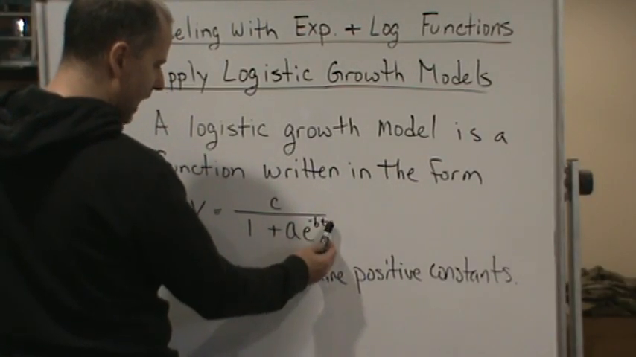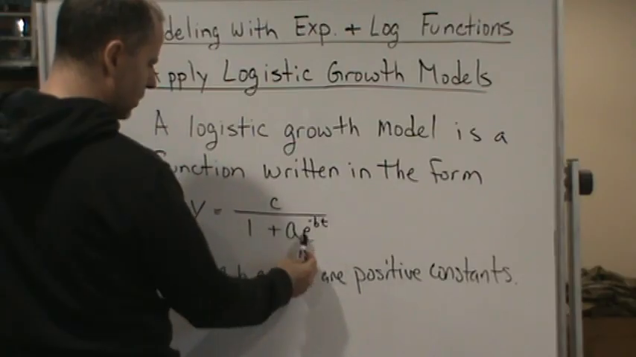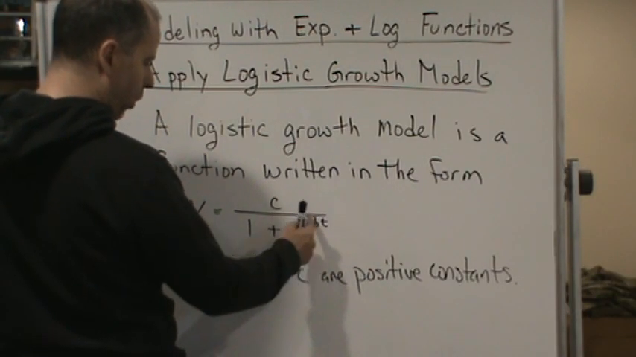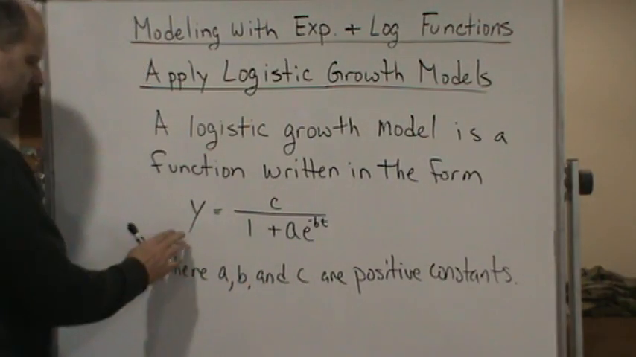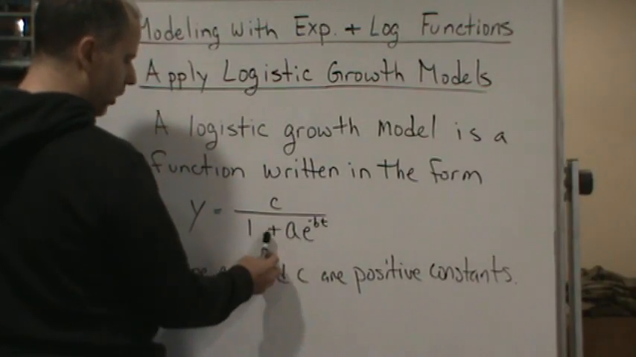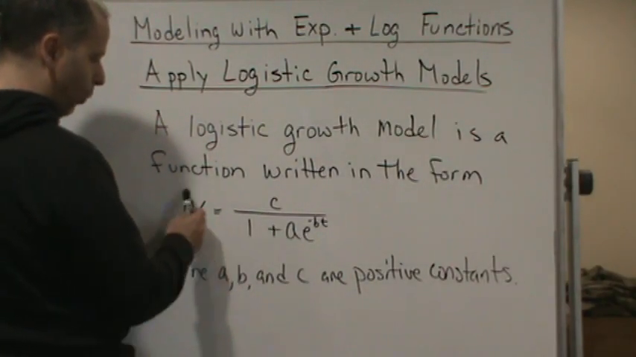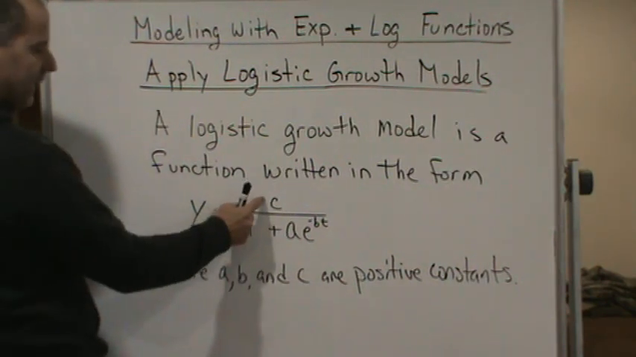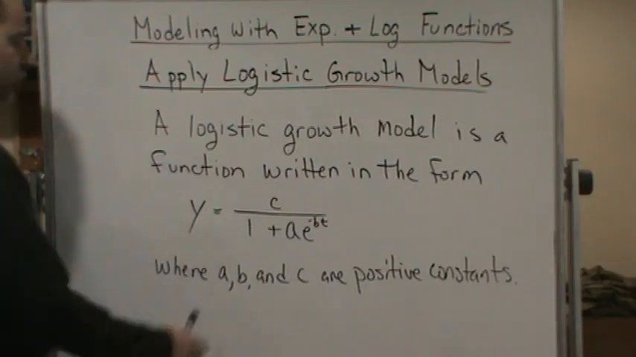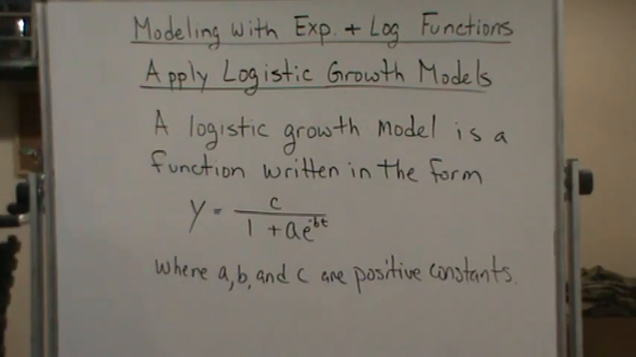Where's this going? As time goes on, this is getting smaller and smaller and smaller, which is going towards what? 0. So what's happening to the population size y? Well, as this goes towards 0, y is heading towards c. c is what we call the carrying capacity of the habitat. c will change depending on the situation, the habitat, resources, all kinds of things, okay?